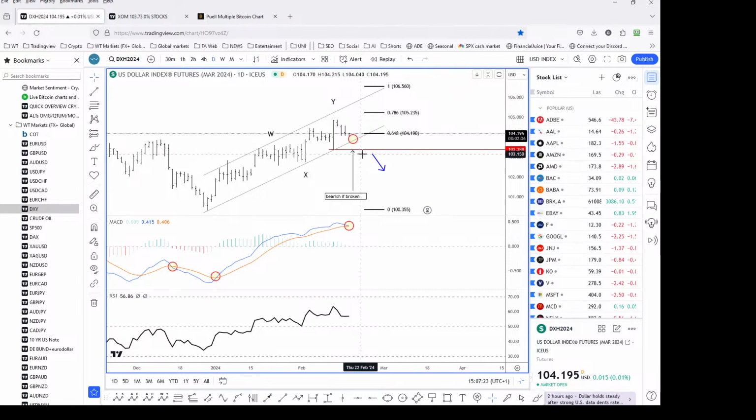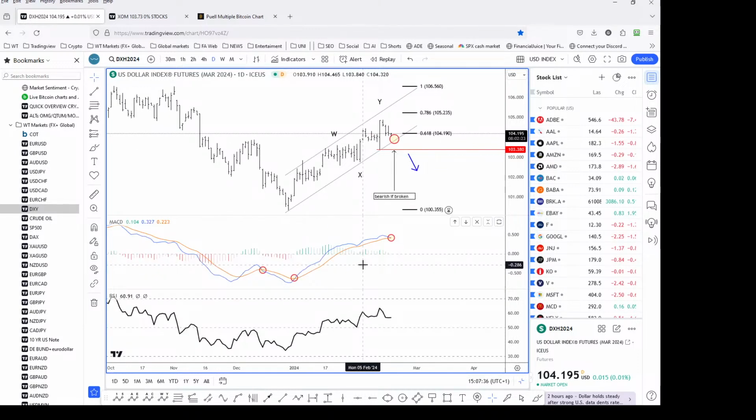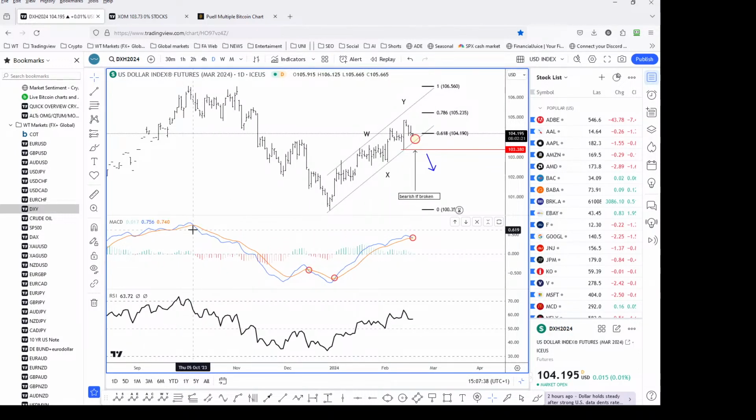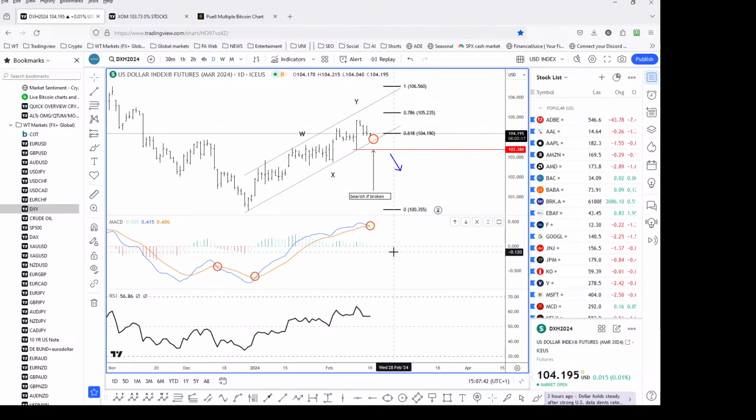So if we see a daily close below this swing level, then we could say that we are headed much lower. And at the same time, if we have this MACD cross, of course, this would be another indication that the market is turning bearish. Maybe something similar to what we have seen here, a very beautiful cross as well back in October 2023.